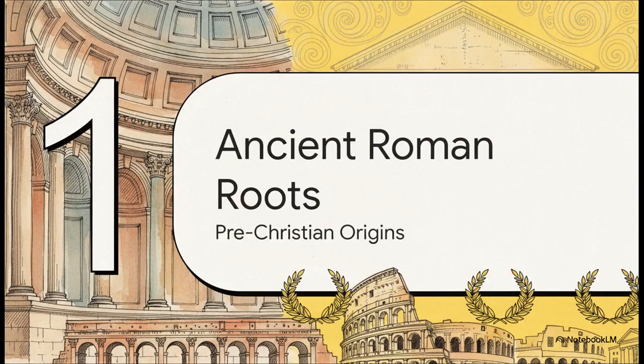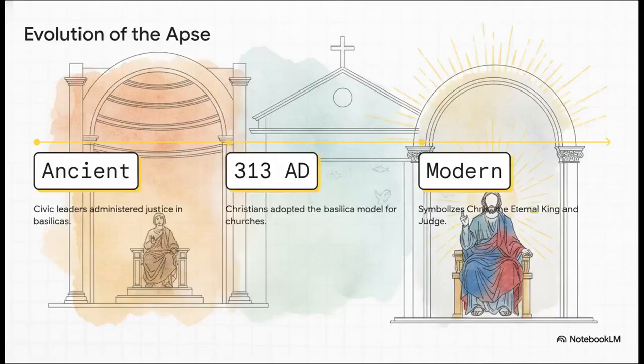Section 1. Ancient Roman Roots. Now, to truly understand how a wall can teach, we kind of have to look backward. And what's really interesting about this historical timeline is how it tracks the evolution of this exact space. Back in pre-Christian Roman times, the apse was actually part of a civic building called a basilica. It was the elevated, curved space where judges or civic leaders sat to administer earthly justice.